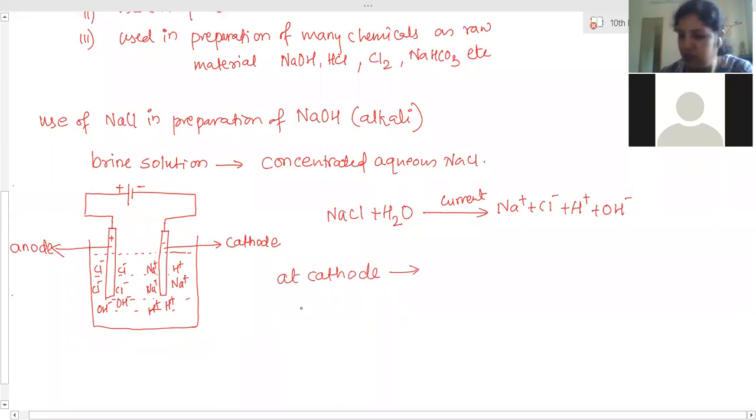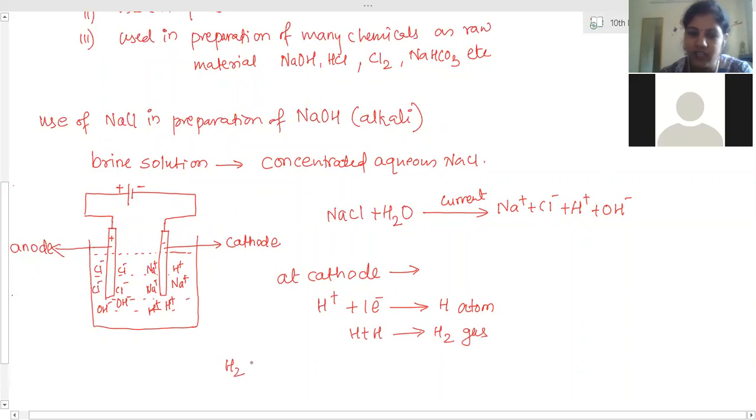electrode, which reaction takes place? H+ ions gain one electron and are converted into a hydrogen atom. Is the process clear? Why is it gaining one electron, is that clear? Yes, ma'am. One hydrogen atom doesn't have a single existence. Individually they cannot stay because they are reactive. So in the same way another hydrogen atom will be formed, and those two hydrogen atoms combine to form hydrogen gas. So from the cathode we can collect hydrogen gas.